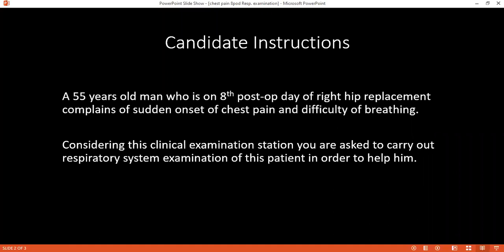Nice to meet you, Tom. Today I'm going to examine your chest. Let me look, listen, and tap and feel your chest. Do you agree with this? Yes. Do you have any pain at the moment? Yes, a little. Are you in need of a painkiller or analgesia now?